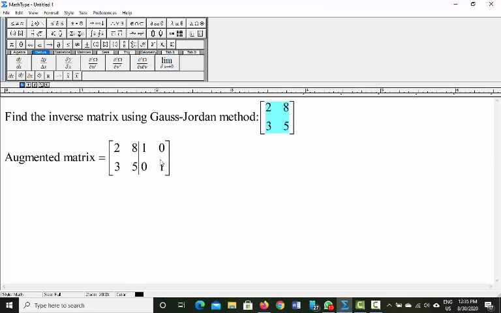So what do we have to do? By using row operations, we need to get this 1 here, this 0 here, 1 0, and 1 1. That means by using row operations we need to get the identity matrix on the left hand side of the divider. Then whatever we get on the right hand side of the divider is the inverse matrix.